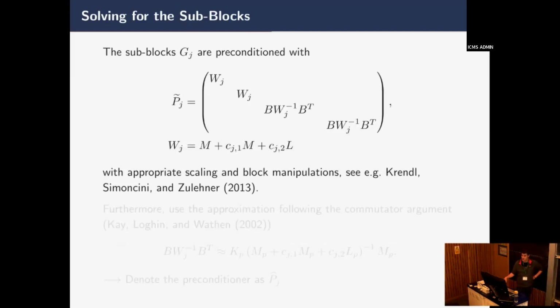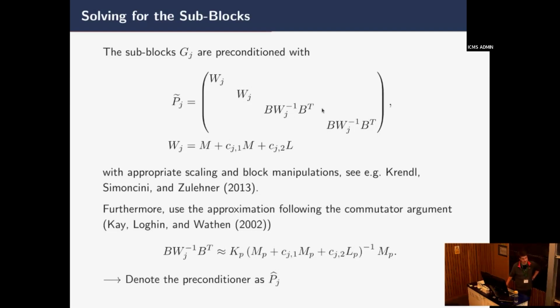Fortunately, there's lots of work for these kinds of matrices. For example, Kendall, Simoncini, and Zulena have already looked into the periodic in time solution of periodic in time optimal control problems for the Stokes problem. What they leverage is a block diagonal preconditioner with some matrices which can be assembled by all the mass matrices and differential operators. And then for the Schur complements, they use a commutator argument for the divergence and gradient, which allows one to replace this nasty matrix, which is nasty because these are not square matrices, with this concatenation of square matrices.